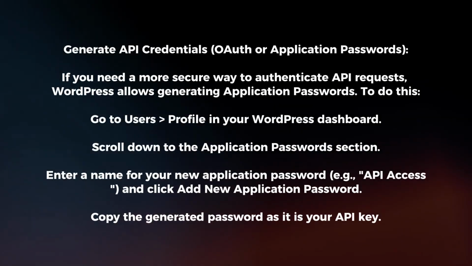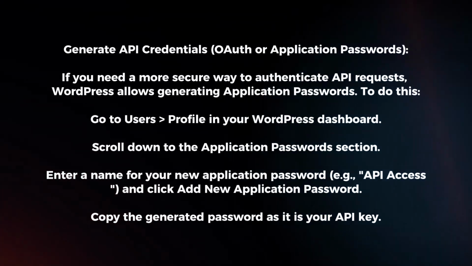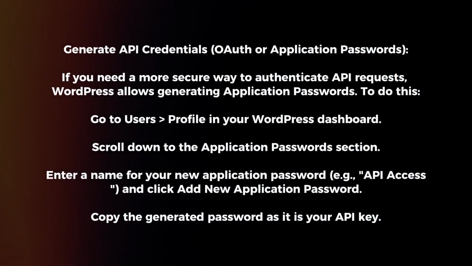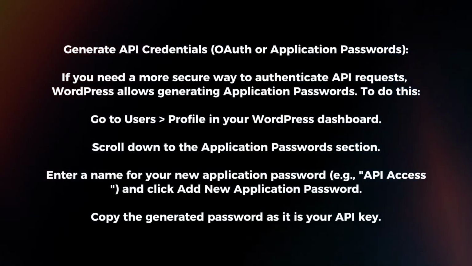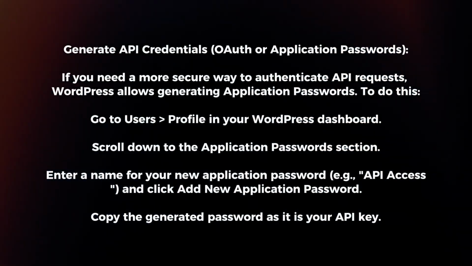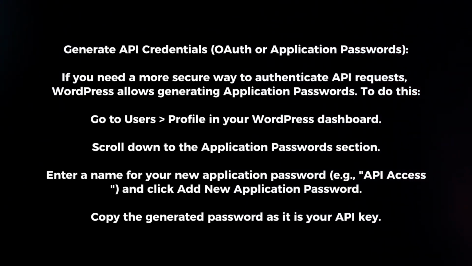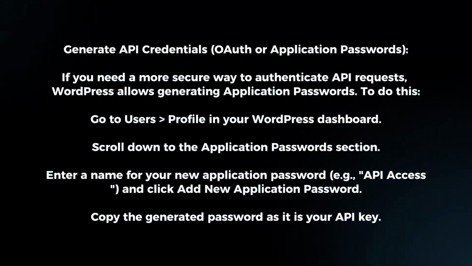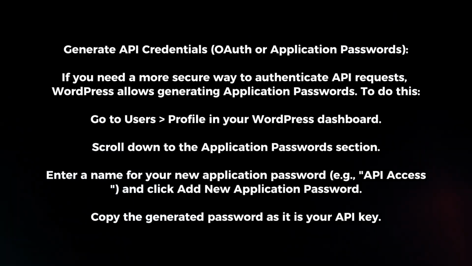Generate API credentials. If you need a more secure way to authenticate API requests, WordPress allows generating application passwords. To do this, go to User's Profile in your WordPress dashboard. Scroll down to the Application Password section. Enter a name for your new application password and click Add New Application Password. Copy the generated password, as it is your API key.